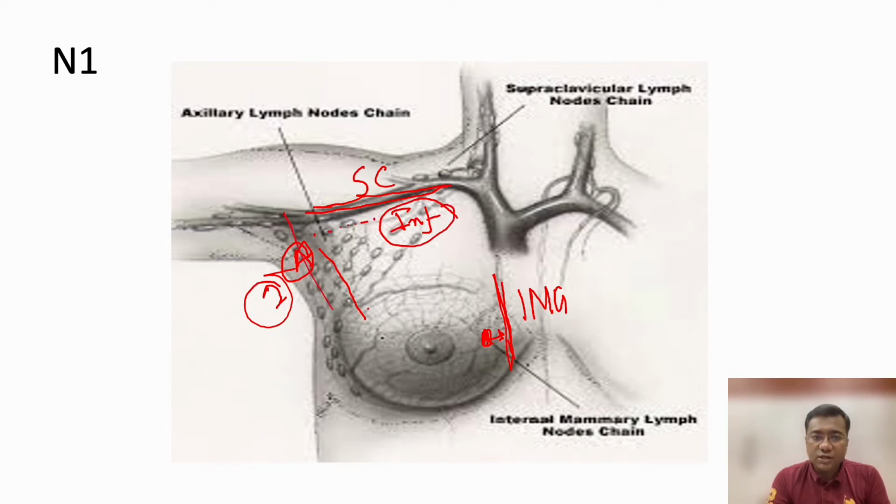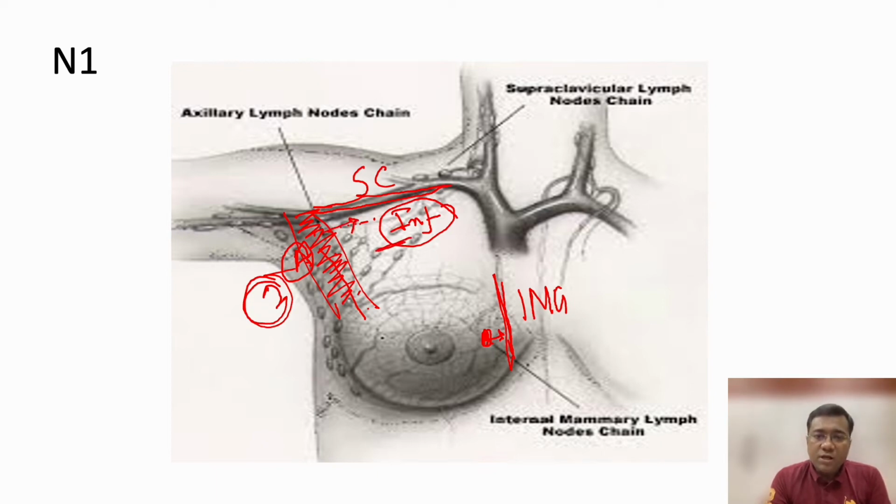Based on the pectoralis minor, we divide the axillary lymph nodes into three groups. Level 1 is lateral to the lateral border of pectoralis minor. Level 2 is the lymph nodes deep to the pectoralis minor, and level 3 are those medial to the medial border of the pectoralis minor.